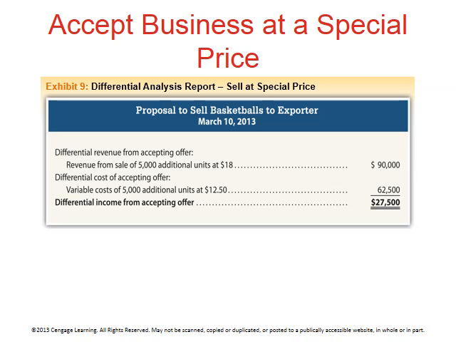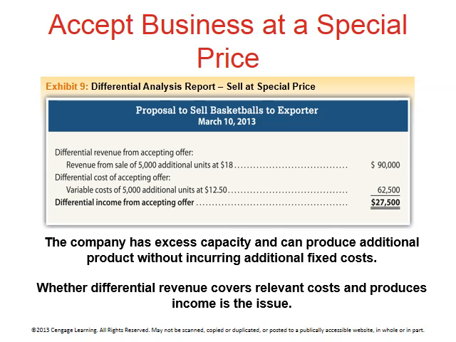So our additional revenue for those 5,000 basketballs, so 5,000 basketballs times 18 bucks, 90,000 in revenue. Our additional cost is $12.50 a basketball times 5,000 gets us 62,500. So our additional income, our differential income from accepting the special business, is 27,500.